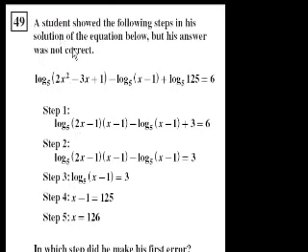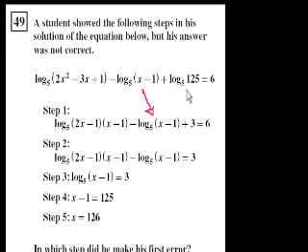Magenta is good. A student showed the following steps in his solution to the equation below, but his answer was not correct. And then at the bottom they say, in which step did he make his first error? So let's see. Log base 5 of 2x squared minus 3x plus 1 minus log base 5 of x minus 1 plus log base 5 of 125 is equal to 6. Fair enough. All right, now it looks like in this first step, he kept this the same.